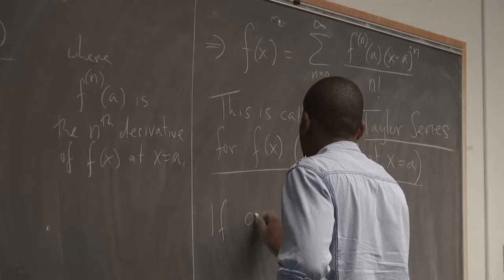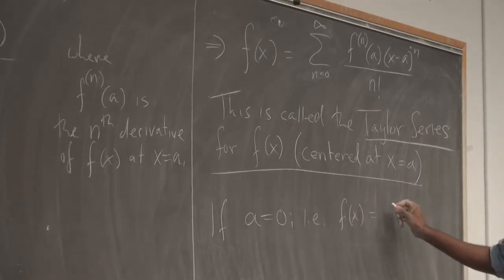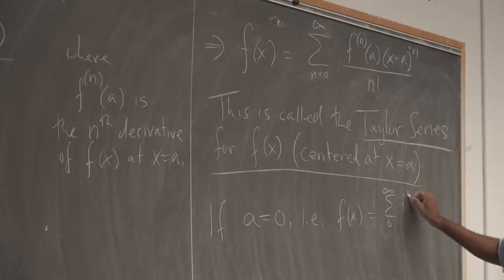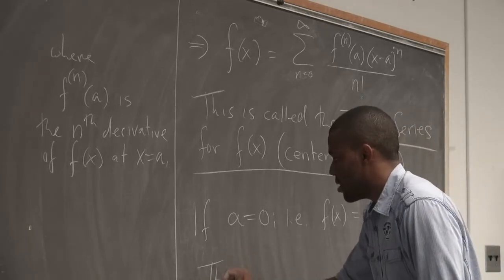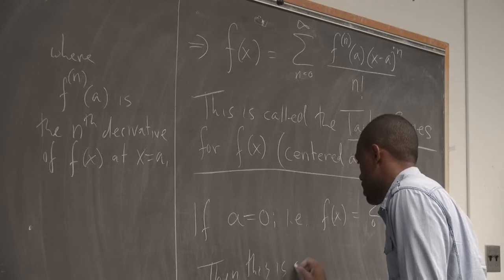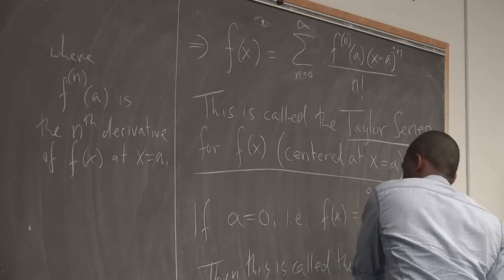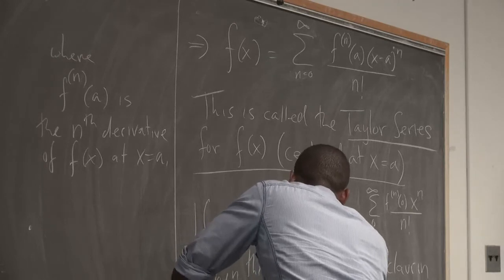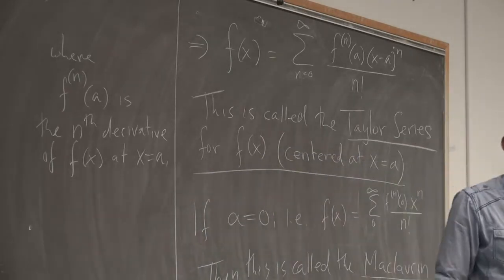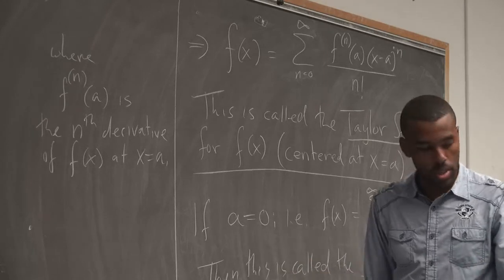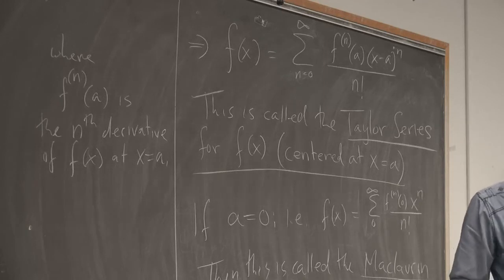If a equals 0, that is f of x equals the sum from 0 to infinity of f to the n of 0, x to the n over n factorial, then this is called the Maclaurin series. So the Maclaurin series is just a Taylor series centered at 0. That's all it is. So if someone tells you find the Maclaurin series, they don't have to tell you what point you're centered at. You will just know to center it at 0. If someone said find the Taylor series, you have to ask, oh, centered where?